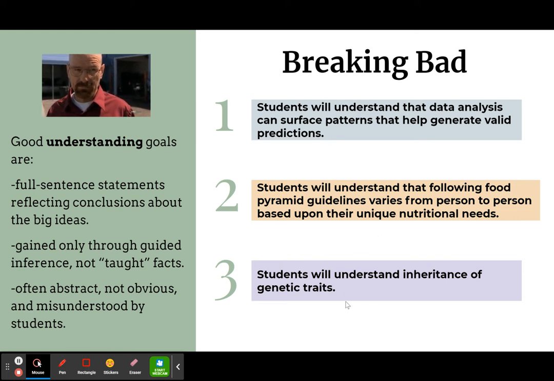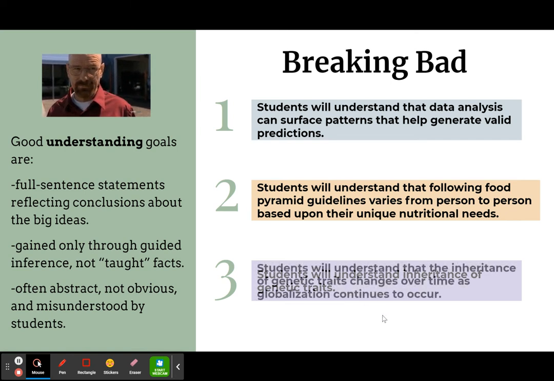Finally, the third one is this in purple. Students will understand inheritance of genetic traits. Again, that's really, really general. We don't really know specifically what we want students to understand from this sentence. So here's how I rephrased it. Students will understand that the inheritance of genetic traits changes over time as globalization continues to occur. So that's a conclusion about a big idea. And it's something that could be taught through guided inference and not necessarily taught facts.